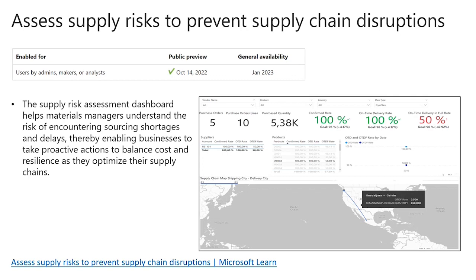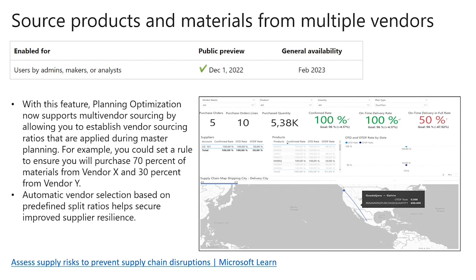Looking forward to that one as well. The next supply chain feature that is coming soon is in the area of planning optimization. Planning optimization is adding support for multi-vendor sourcing by allowing you to create vendor sourcing ratios that get applied during the master planning process. For example, you can set a rule to purchase 70% of materials from one vendor and 30% from another. This feature has been delivered in public preview and is targeted for a February release for general availability.